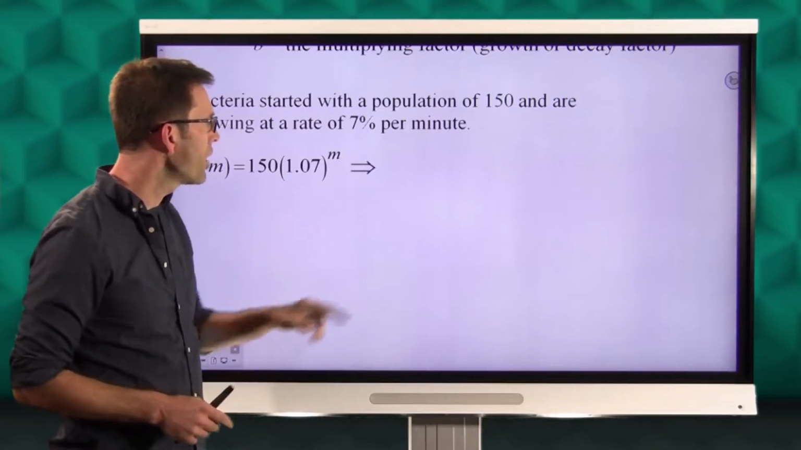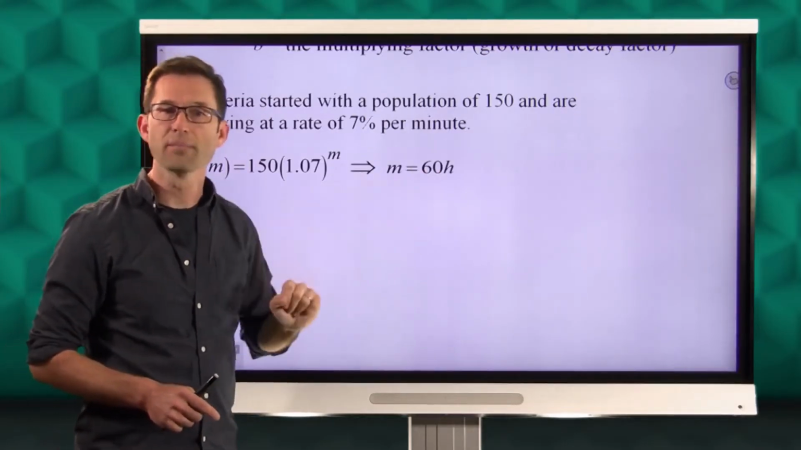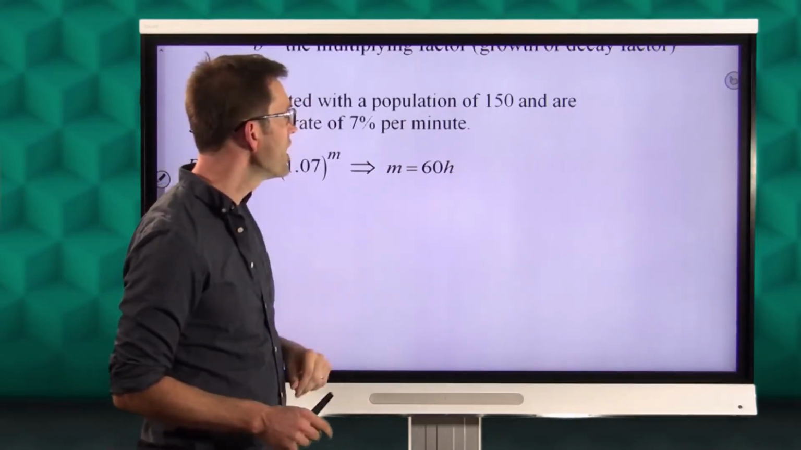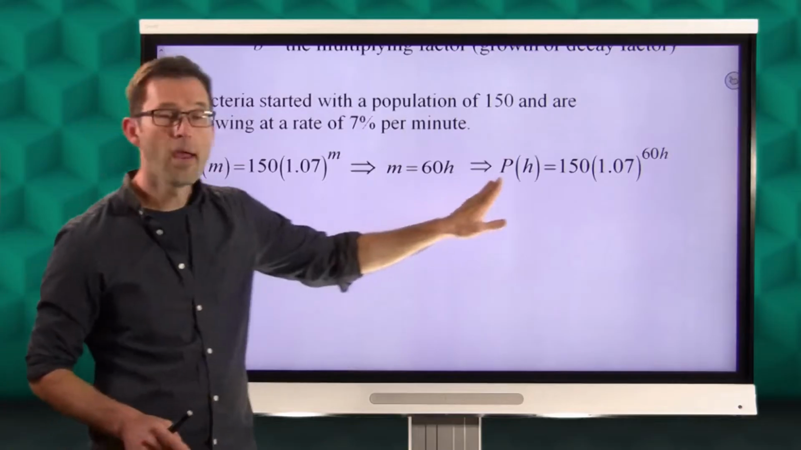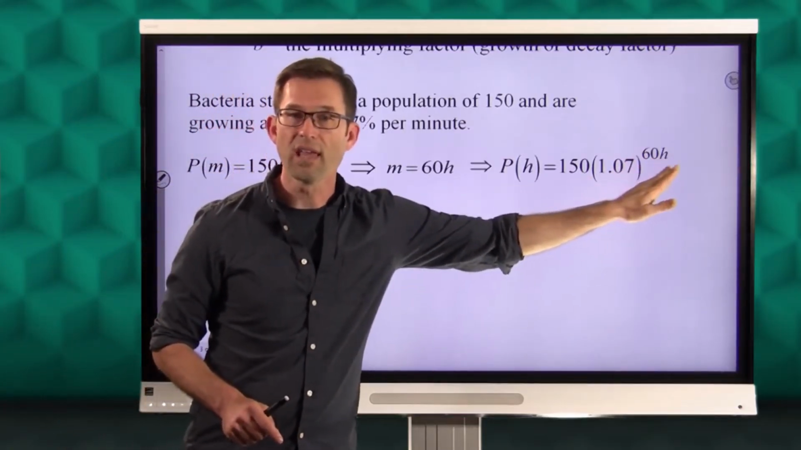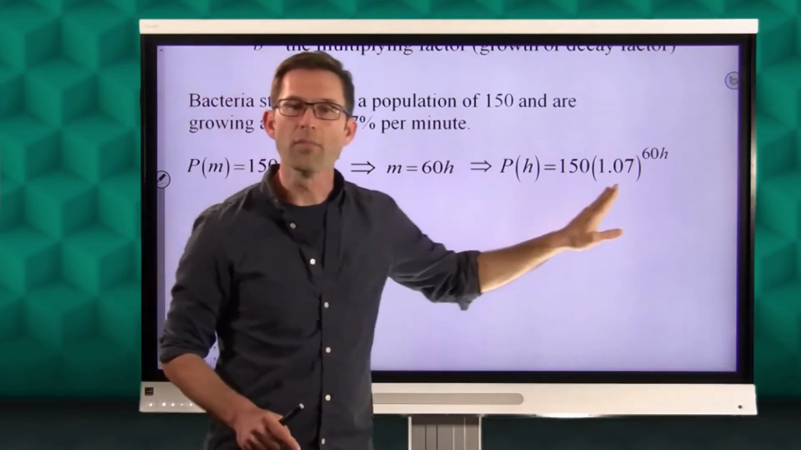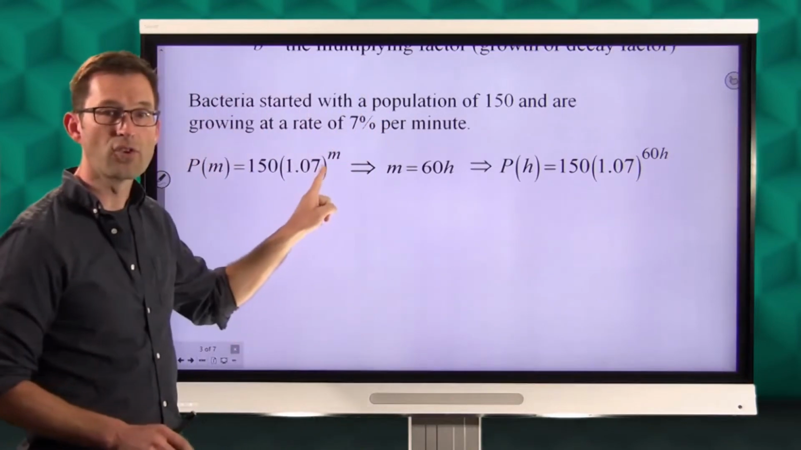Then we could say, well, I know that the number of minutes is always equal to 60 times the number of hours. Then, of course, I could take that relationship and just substitute it into here, and I could get 150 times 1.07 to the 60h. And this would now give me my population model in terms of hours instead of in terms of minutes.